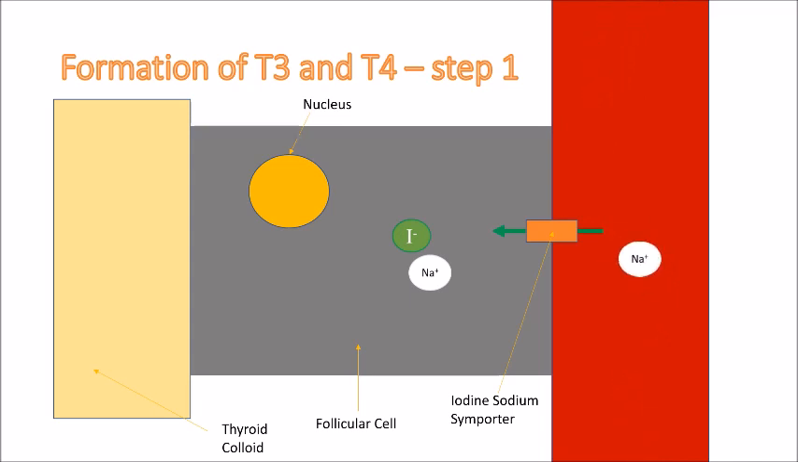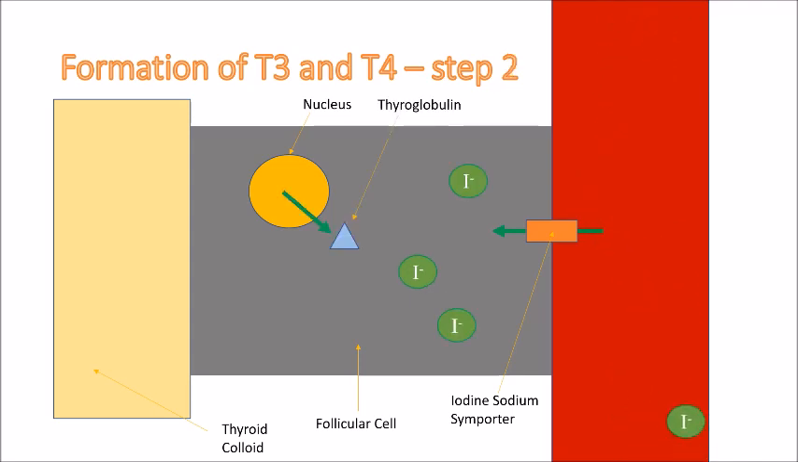So here on the right you can see the bloodstream, and iodine which comes from our diet circulates here. When it comes to a follicular cell, it crosses into it via the iodine-sodium symporter, which transports one iodide and one sodium into the follicular cell. So simultaneously as iodide and sodium enter the follicular cell, the protein thyroglobulin is being transcribed and translated. The nucleus of the follicular cell begins this process, and the thyroglobulin is stored in vesicles.